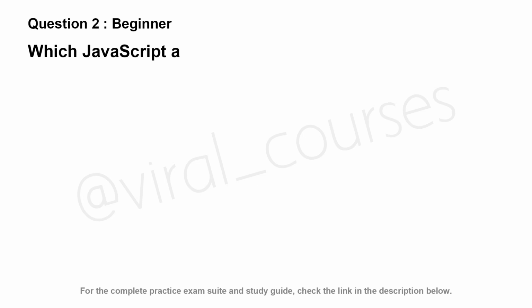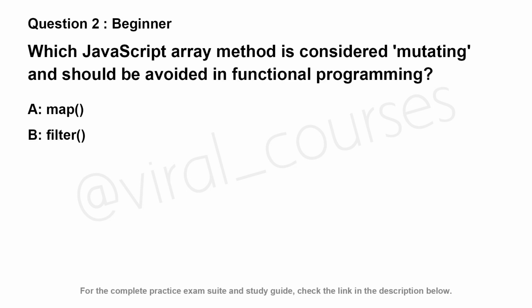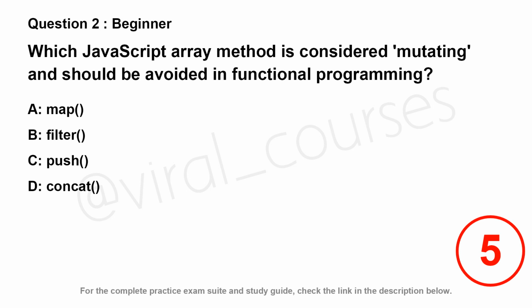Which JavaScript array method is considered mutating and should be avoided in functional programming? Option A, map. Option B, filter. Option C, push. Option D, concat.